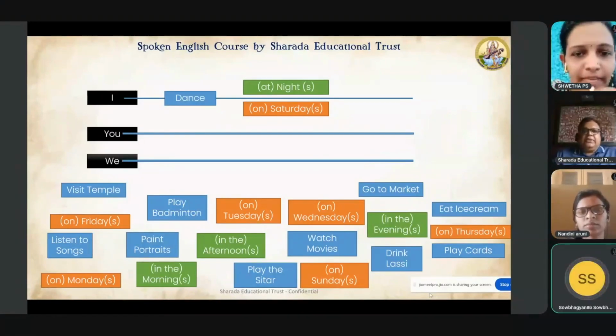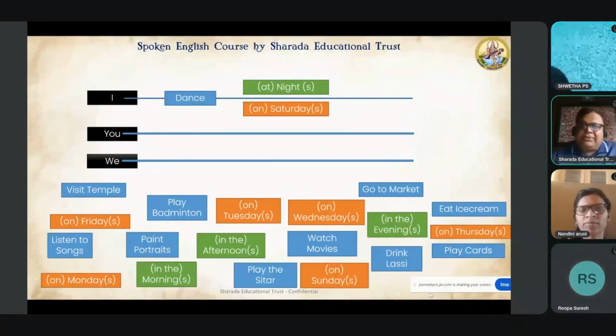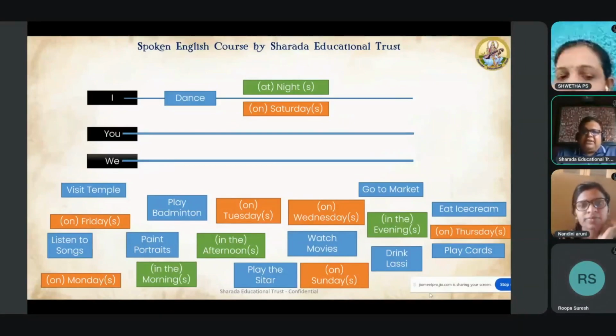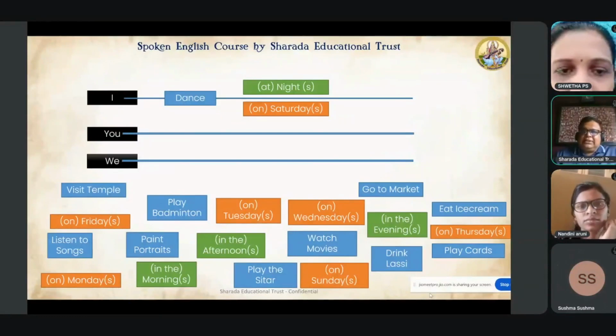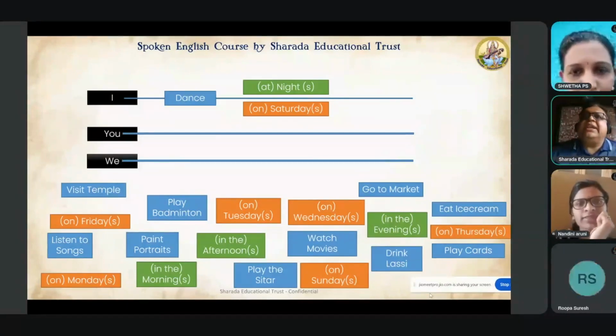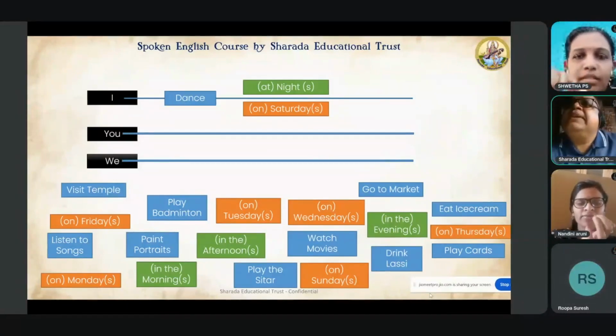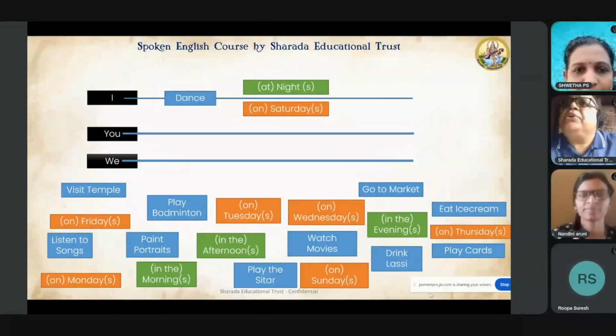I watch movies on Sunday. Oh, very good. Next one. Everyone participate, because it'll be fun. Make a mistake, I'll correct. I go to the market in the evening. Excellent. Okay, again he's lost. Nandini, I think you have to look at your audio. There is always this problem. Your audio is giving some problem, Nandini. I don't know.